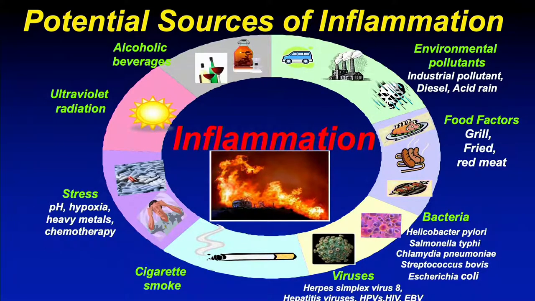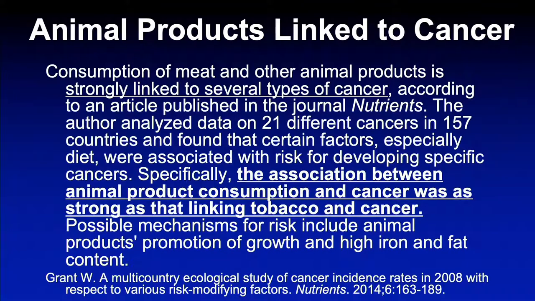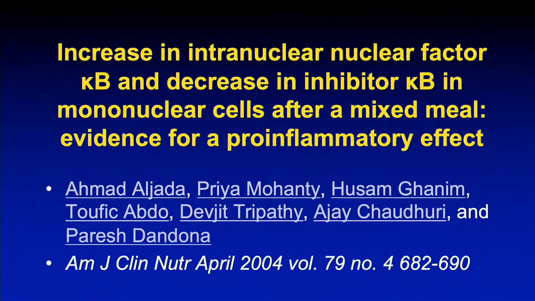We have alcohol, UV light, stress, cigarette smoking, viruses, bacteria, but also the way you cook food is related to chronic inflammation. In the journal Nutrients, I'm quoting, it says, the association between animal product consumption and cancer was as strong as that linking tobacco and cancer. As tobacco causes cancer, animal products have been thoroughly documented to cause cancer. So if you want to decrease your risk of cancer, it is an excellent idea to switch to a whole foods plant-based diet.